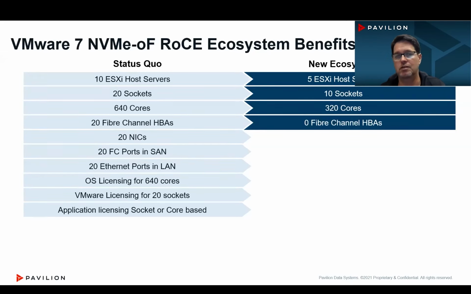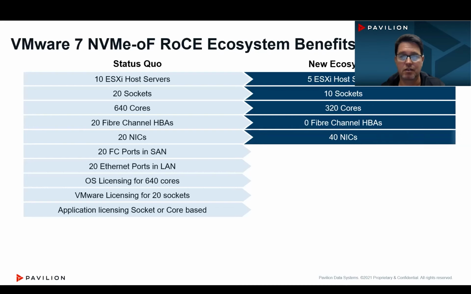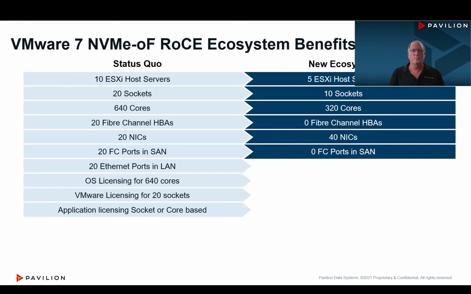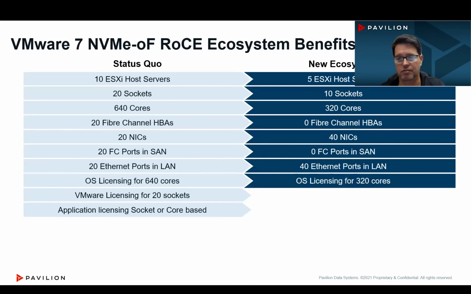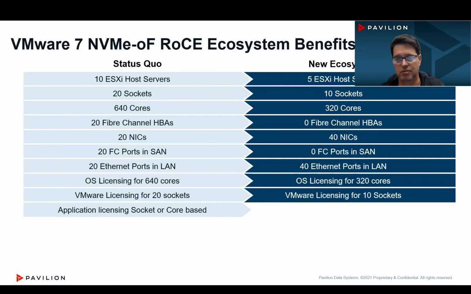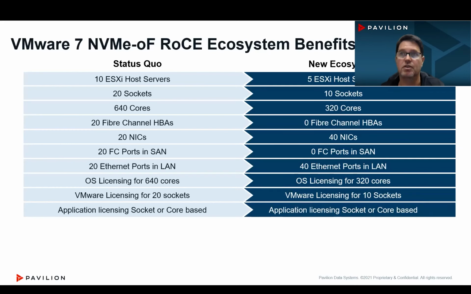They completely eliminated the use of Fibre Channel HBAs, so they did not have to upgrade any of those expensive devices. They did have to double their number of NICs, but compared to the cost of a Fibre Channel HBA, it's pennies on the dollar. Same for Fibre Channel ports, so networking ports. Again, moving from Fibre Channel to Ethernet, there's no cost comparison. So going from 20 Fibre Channel ports to 0 and 20 Ethernet ports to 40, huge financial benefit. Licensing was cut in half. Licensing for VMware was cut in half. Licensing for applications was cut in half.